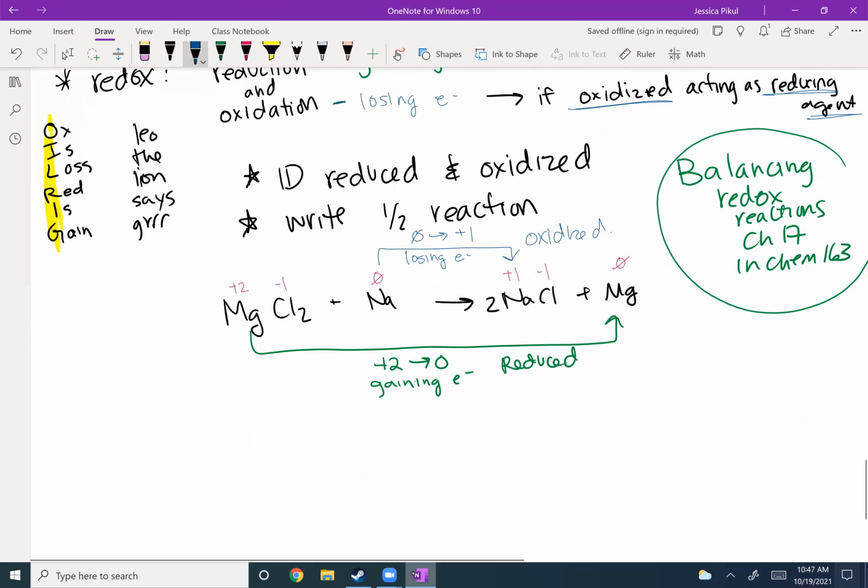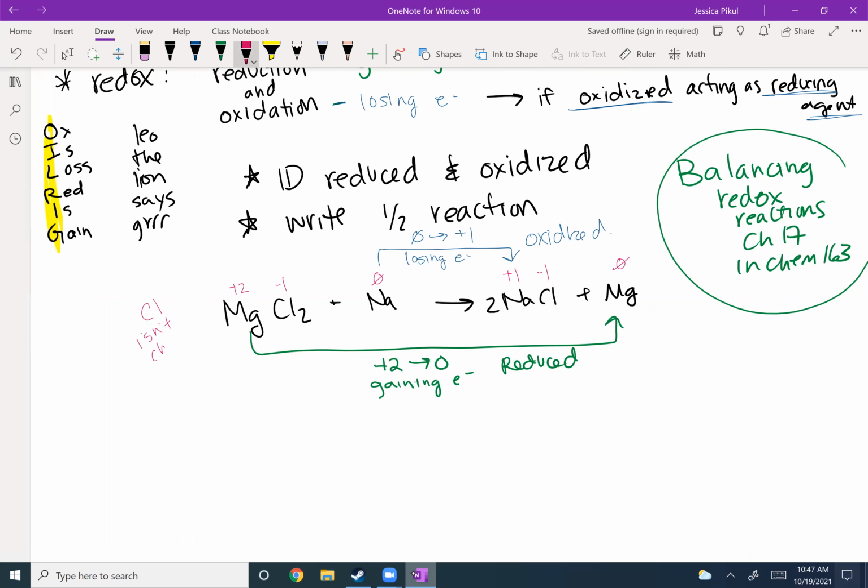And this is a simple version. And our chlorine isn't changing. So it's not actually participating in the redox part. So really it means that sodium is giving electrons to magnesium.